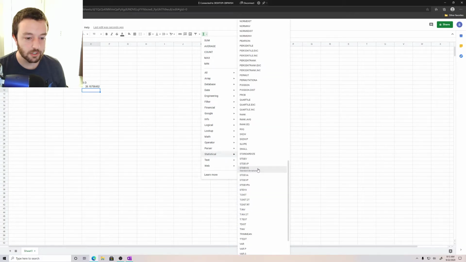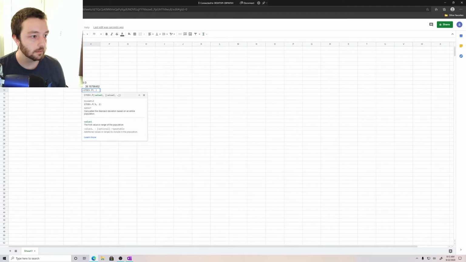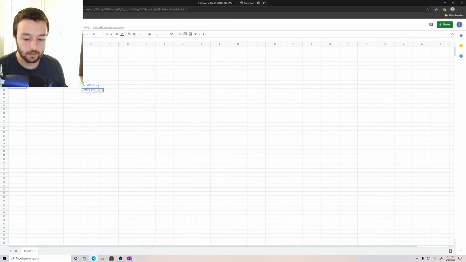If it was a population, you would do the standard dev.p, highlight the data, press enter. Notice these numbers are very different, so make sure you're using the right one. The problem should tell you if it's a population or a sample. You just got to look for that word somewhere in there.